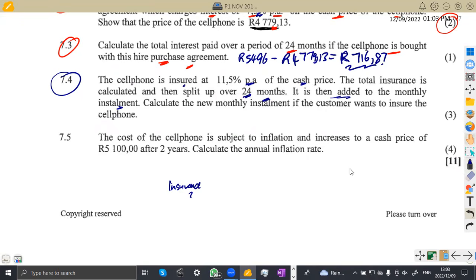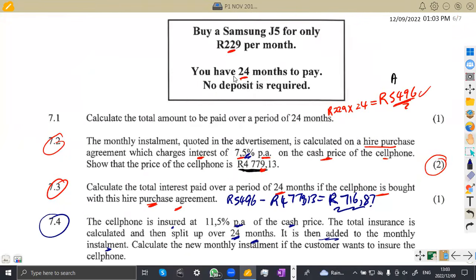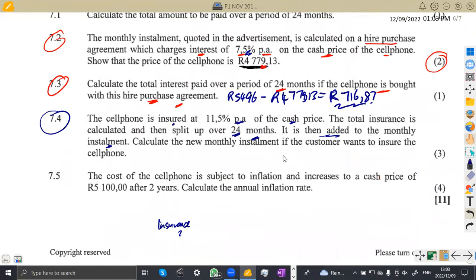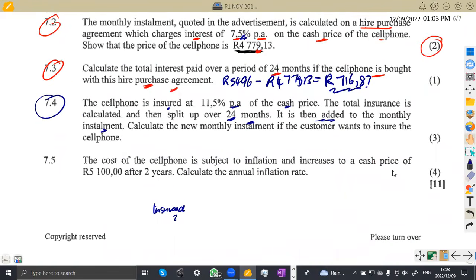What is the monthly installment? The monthly installment is this one, the 229 rand per month, if the customer wants to insure the cell phone. So the question now is to calculate the new monthly installment. Remember, the monthly installment was 229. So you're supposed to calculate the new monthly installment after we have an insurance of 11.5% per annum. Let's calculate the insurance first.